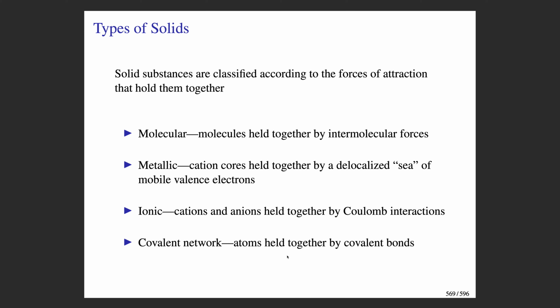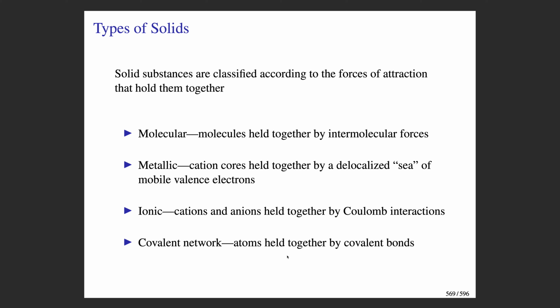There are four types of solids, substances, that we'll identify. Different ways of classifying the solids, I should say. So molecular solids are solids where the molecules are being held together by intermolecular forces, like the London dispersion forces, or dipole-dipole interactions, or hydrogen bonding. These are examples of molecular solids.